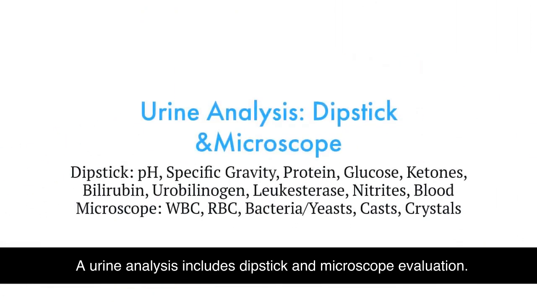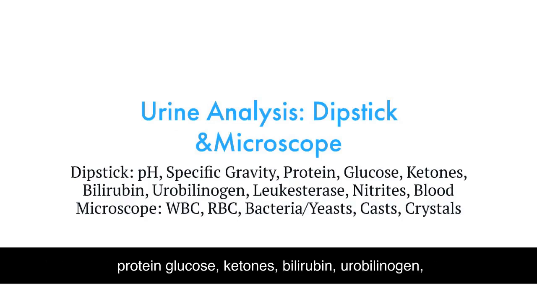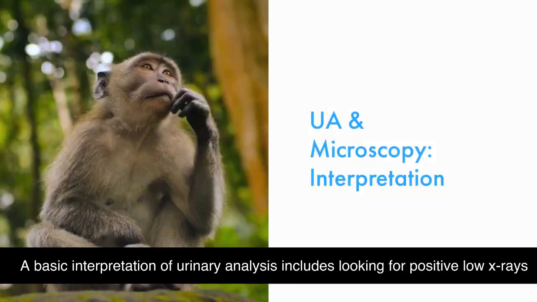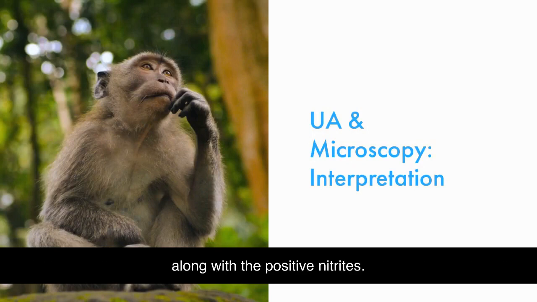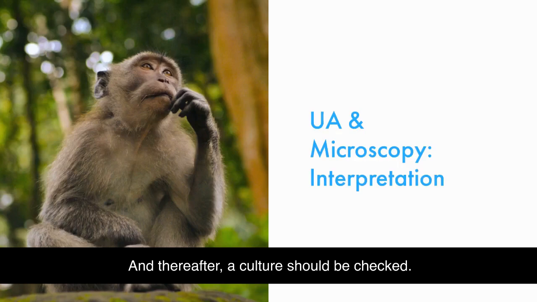A urine analysis includes dipstick and microscope evaluation. A dipstick really has 10 components that we can check: pH, specific gravity, protein, glucose, ketones, bilirubin, urobilinogen, leukoesterase, nitrites, and blood. Under a microscope, a doctor can see your white blood cell count, red blood cells, bacteria, yeast, casts, and crystals. A basic interpretation of urinary analysis includes looking for a positive leukoesterase along with positive nitrites. This combination of positivity should imply a strong likelihood of a UTI, and thereafter a urine culture should be checked.